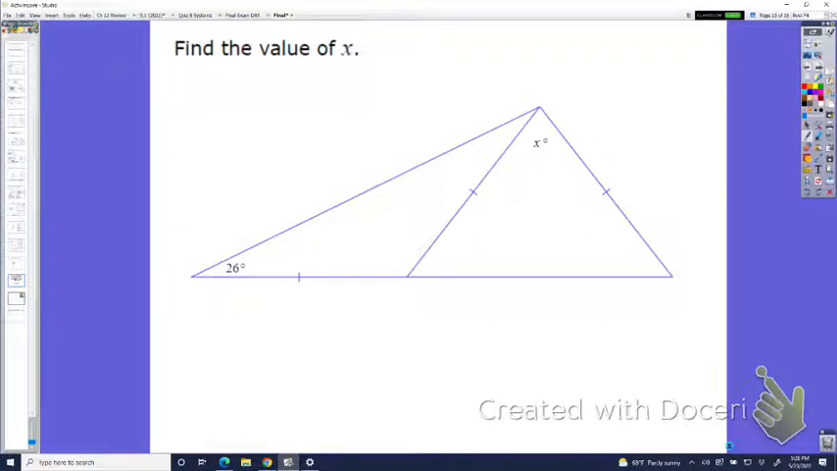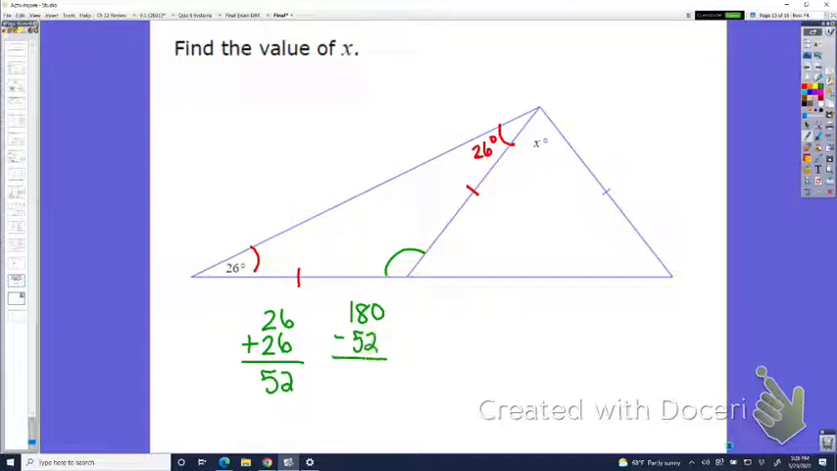Find the value of X. So there are some markings that you should be aware of on this triangle. These two mean that these angles are the same measure. So this is also 26 degrees. We could find out what this third measure is by adding up 26 and 26, which is 52. Subtract it from 180. So this is 128 degrees.